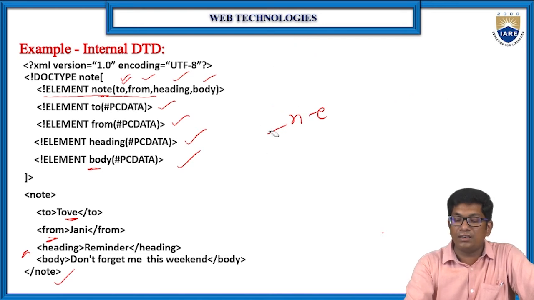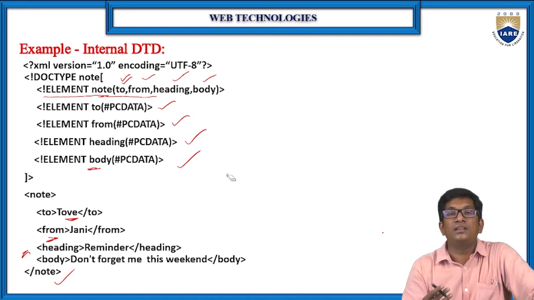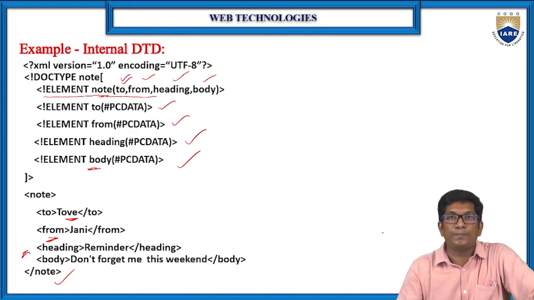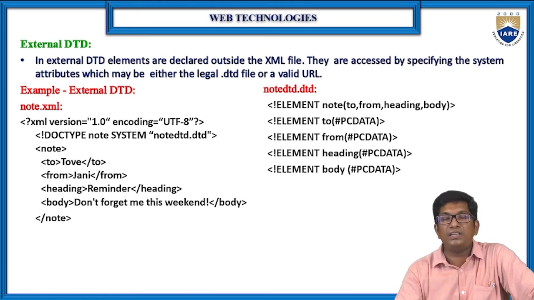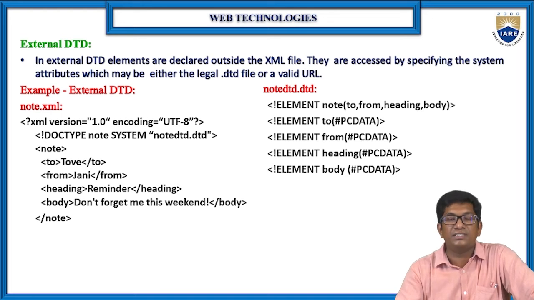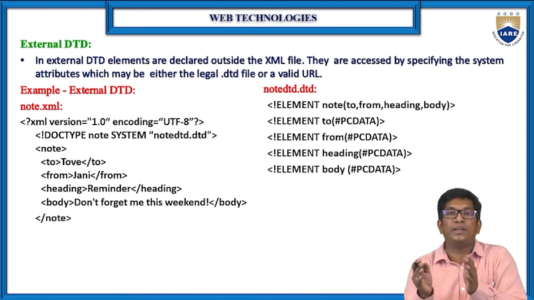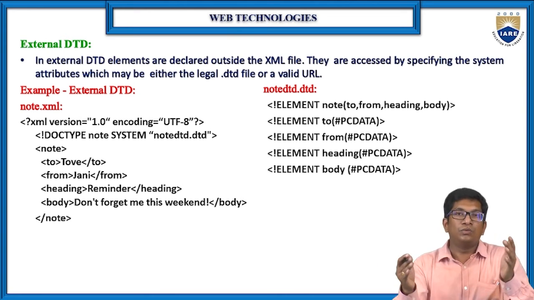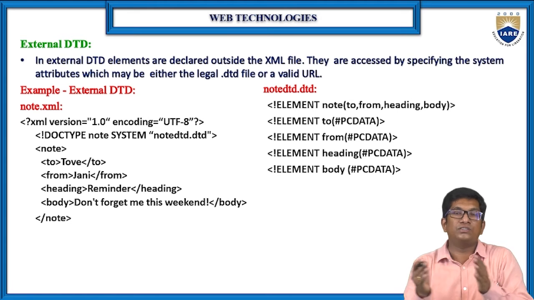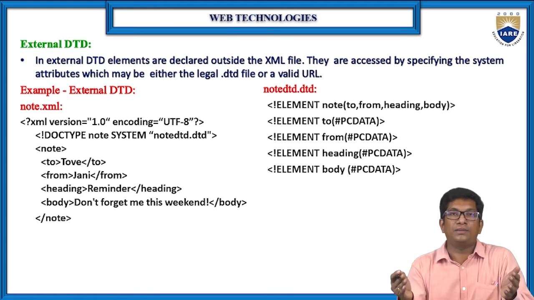You are writing the DTD in the same XML document, so we call it internal DTD. Next, external DTD. In an external DTD, elements are declared outside the XML file. They are accessed by specifying the SYSTEM attribute, which may be either a legal .dtd file or a valid URL. So you have to separate the actual DTD structure and the XML document, and link the DTD and XML document by using SYSTEM.